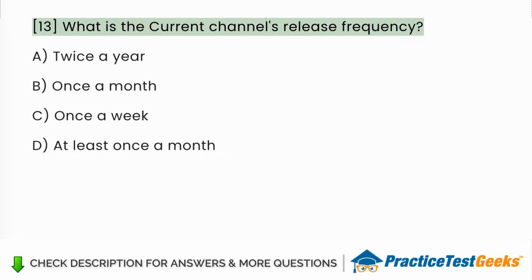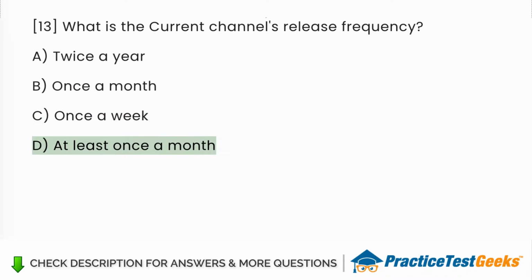What is the current channel's release frequency? A. Twice a year. B. Once a month. C. Once a week. D. At least once a month.